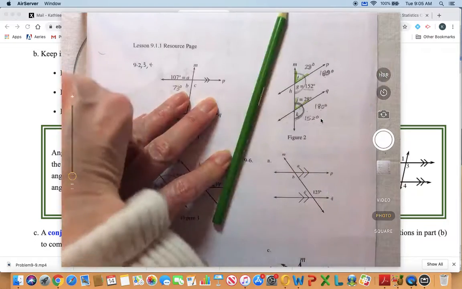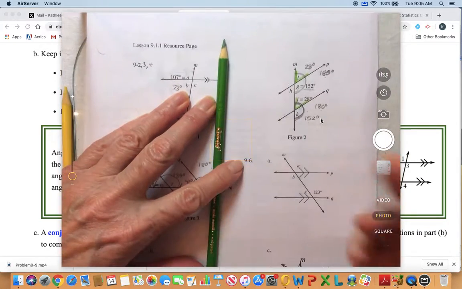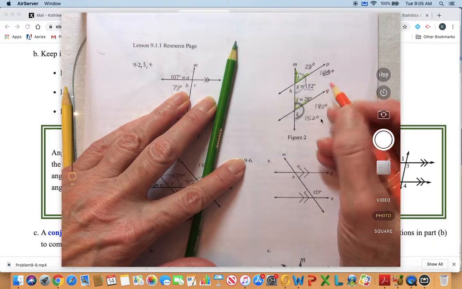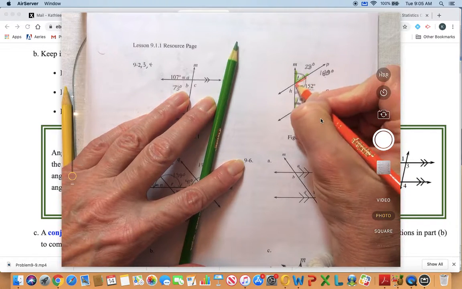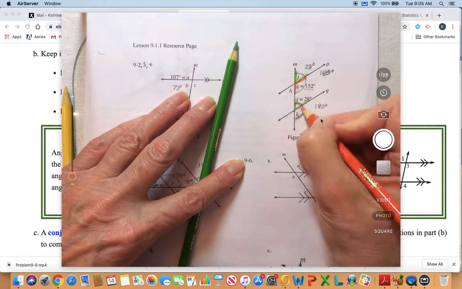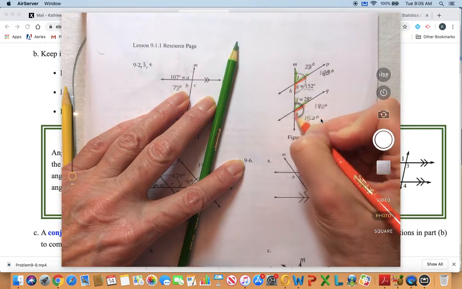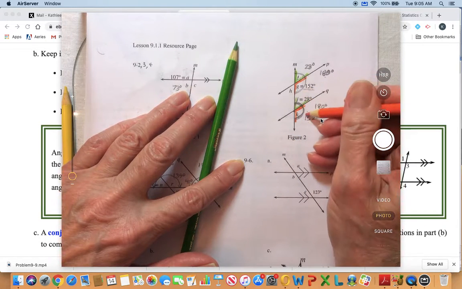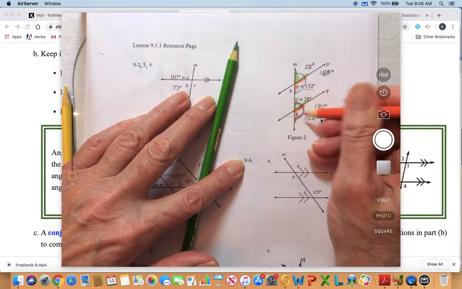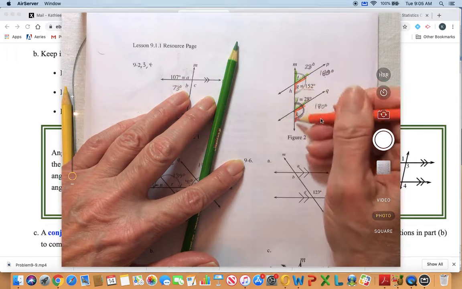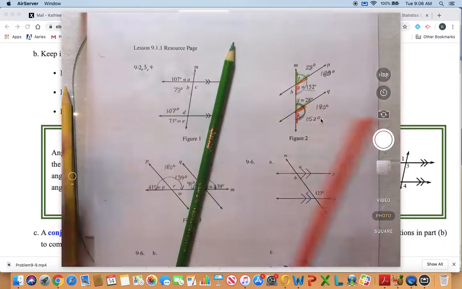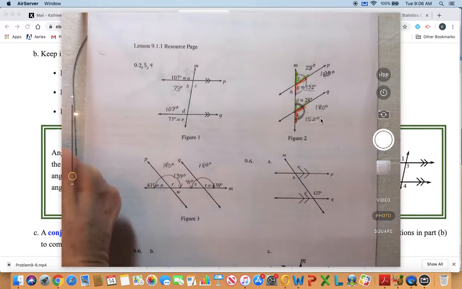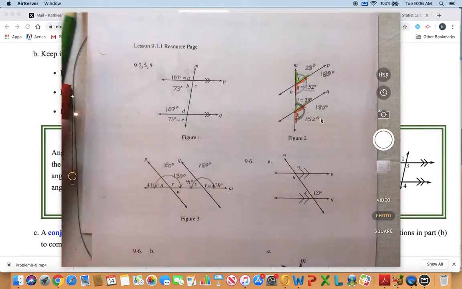The next pair of angles that we're supposed to compare is G, which is right here, and K, which is right here. Again, note that G is underneath the parallel line, as is K, and they are both on the same side of this transversal.